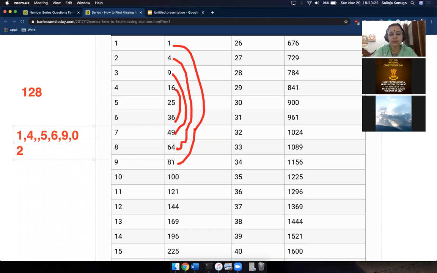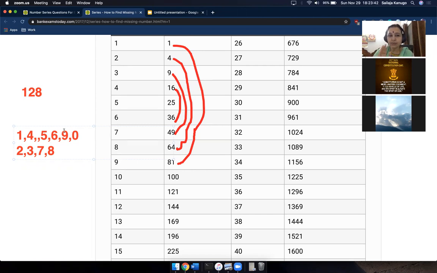2, 3, 7, 8. If the numbers are ending with 2, 3, 7 or 8, you can very clearly say that they are not perfect squares. So now look at 128.